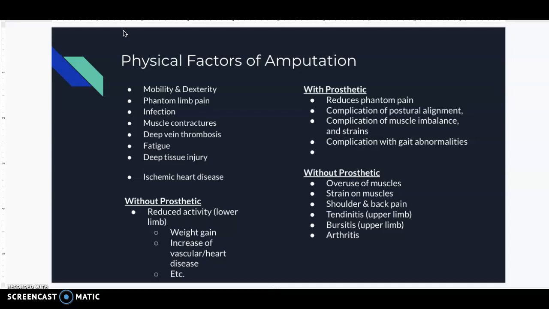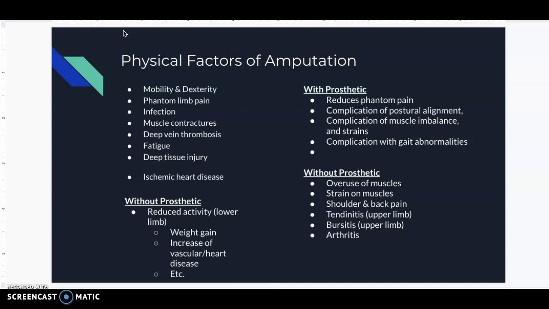They include overuse of muscles, strain on muscles, shoulder and back pain, tendinitis, bursitis, arthritis, as well as reduced activity, which can lead to weight gain, increased vascular heart disease, among other things. As for the physical factors of amputation with prosthetics, they include reduced phantom pain, complications of postural alignment, complication of muscle imbalance and strains, and complications with gait abnormalities. You might be wondering what gait abnormalities are. This is when you deviate from your normal walking pattern.